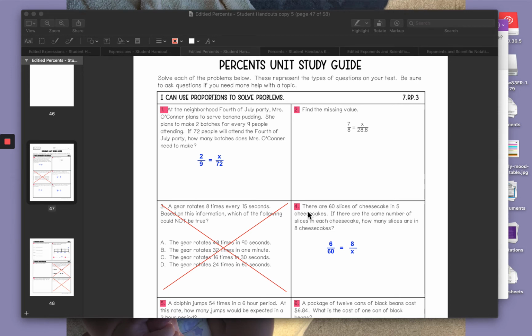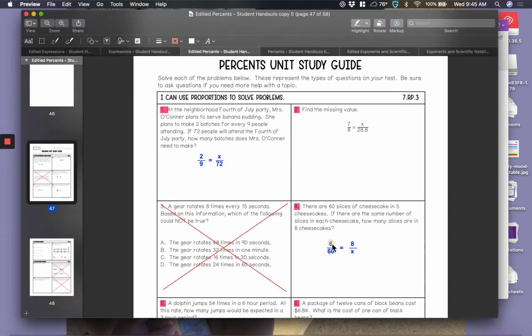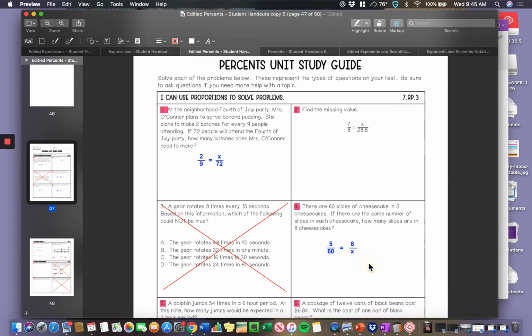For number 4, it says there are 60 slices of cheesecake in 5 cheesecakes. If there are the same number of slices in each cheesecake, how many slices are there in 8 cheesecakes? So again, we're going to be cross multiplying and dividing: 8 times 60 and then divided by 5.